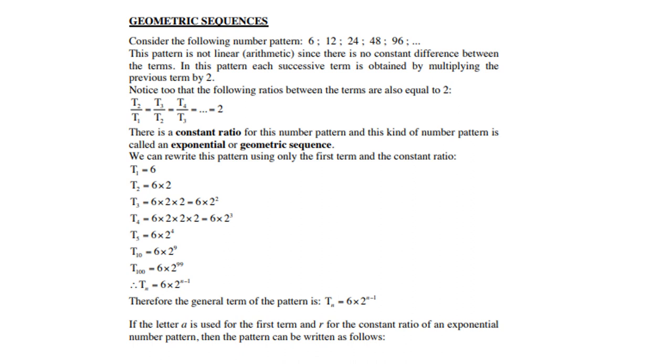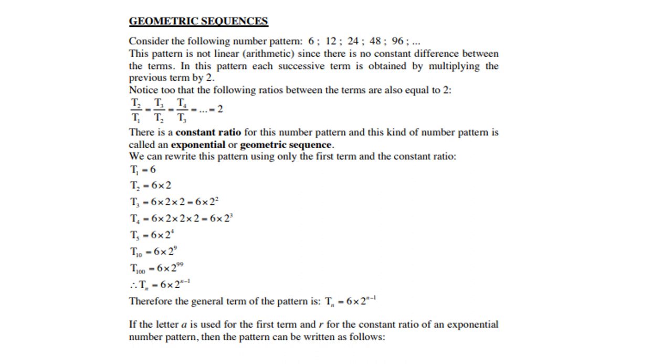We can rewrite this pattern using only the first term and the constant ratio. Term 1 is 6, term 2 is 6 times 2, term 3 is 6 times 2 squared, term 4 is 6 times 2 cubed, term 5 is 6 times 2 to the power 4, term 10 is 6 times 2 to the power 9. You will notice that the exponent of 2 is always 1 less than the position of the term. Like 4 is 1 less than 5, 9 is 1 less than 10, 99 is 1 less than 100, therefore the exponent will be n minus 1.